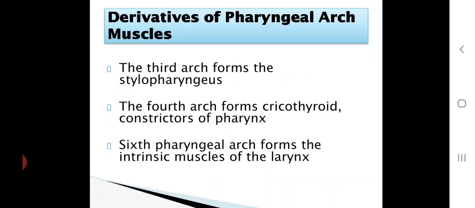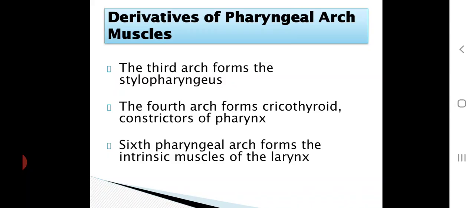Third arch forms the stylopharyngeus. So this arch is very easy for the students, I hope, because there is only one muscle in this arch, the stylopharyngeus, that is supplied by the glossopharyngeal nerve.